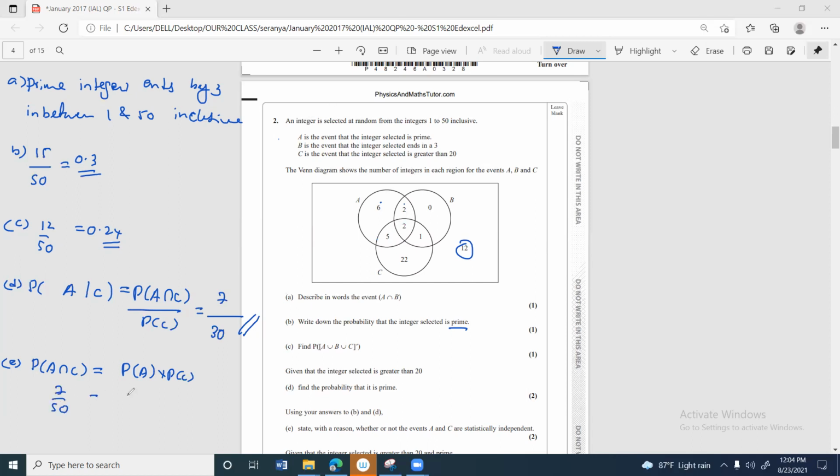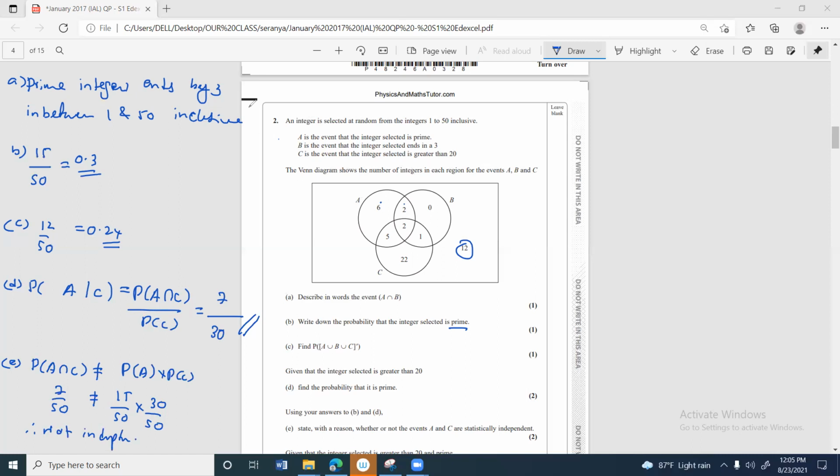7 out of 50 should equal probability of A, which is 15 out of 50, times probability of C, which is 30 out of 50. Are these two similar to each other? I think it's not similar. They are two different values. Yes, they are not similar. Therefore, it's not independent. You can write the answer like this.